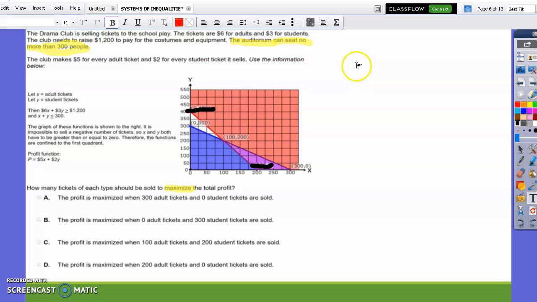So the first ordered pair I'm using, let me make this a little bit bigger, is 0, 300. So x value is first, y value is second. So what I have here is 5 times x, because here's our profit function, I'm sorry. P equals 5x plus 2y.